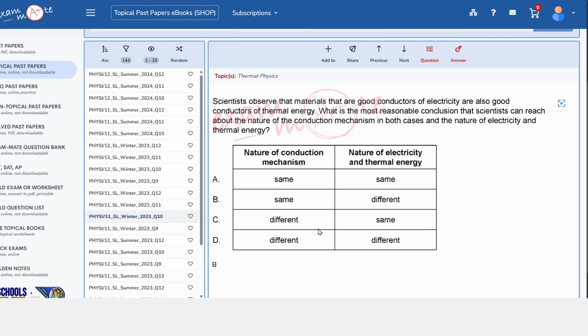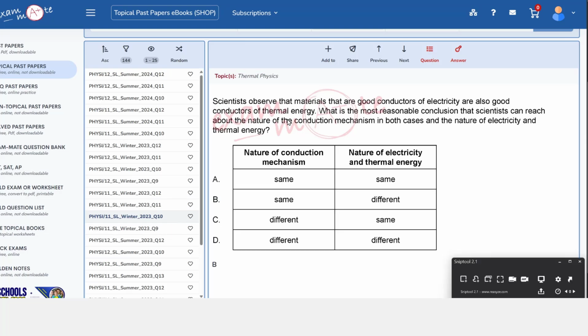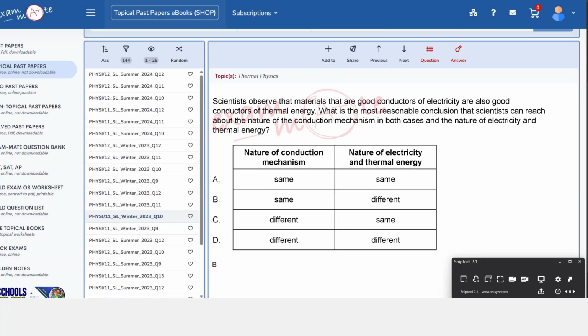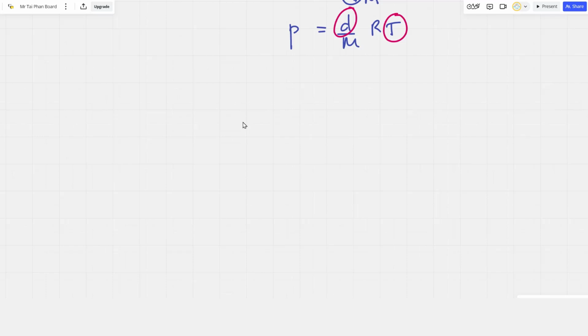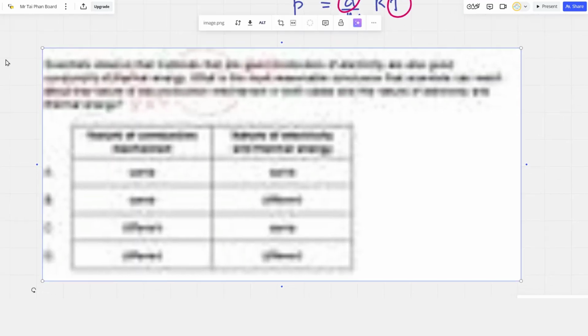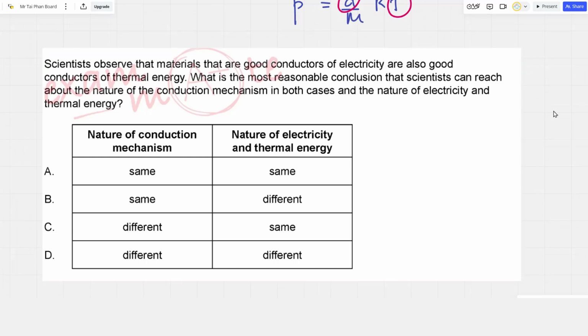Okay. Scientists observe, let's screenshot this one. Good conductor of electricity is also a good conductor of thermal energy. What is the most reasonable conclusion a scientist can reach about the nature of the conduction mechanism in both cases, and the nature of electricity and thermal energy?